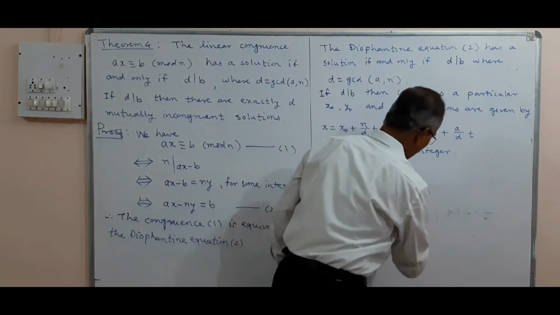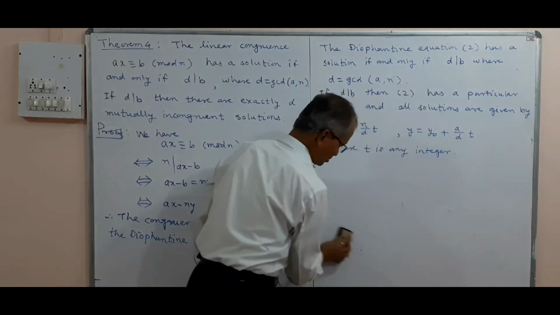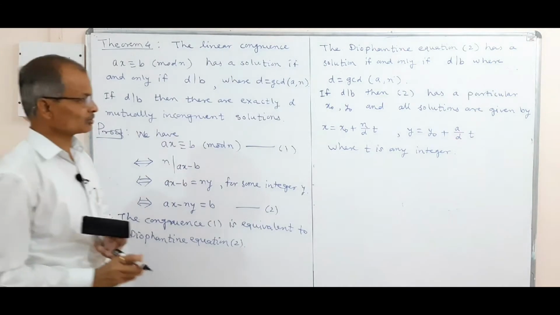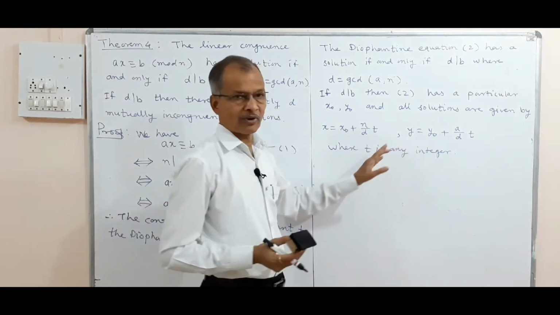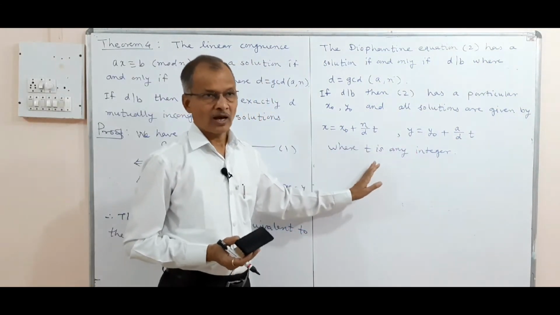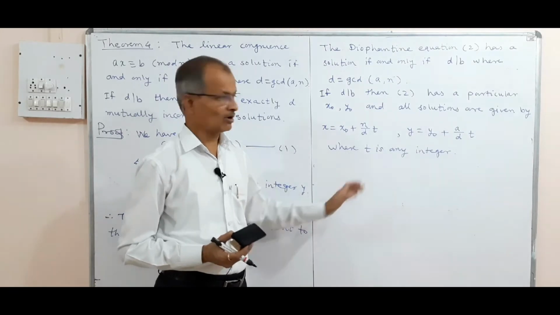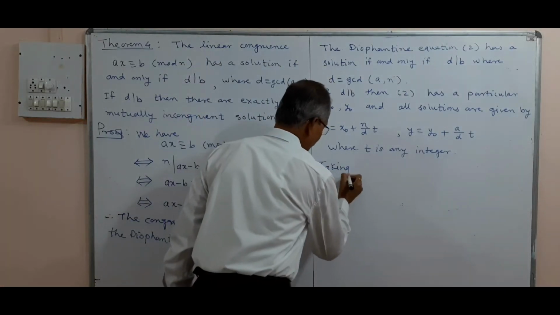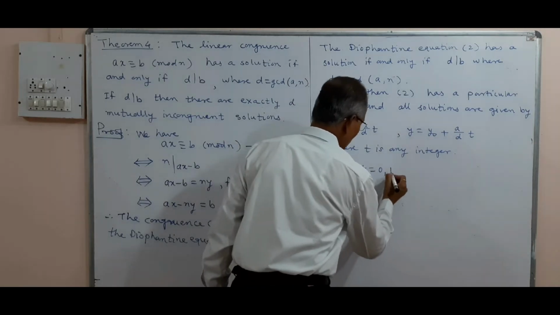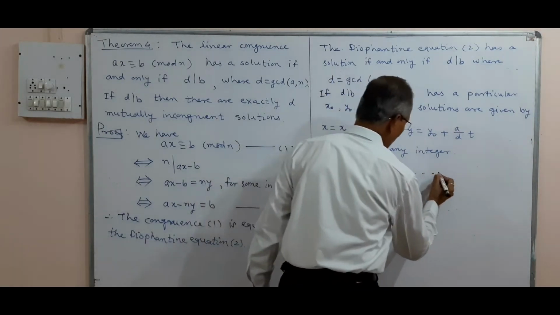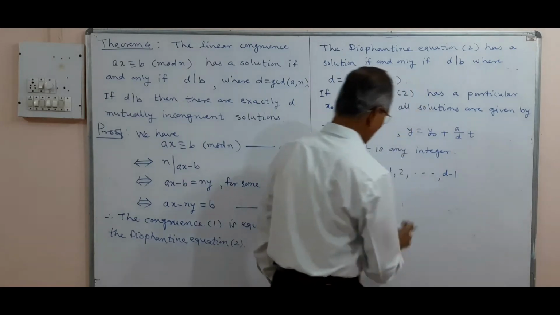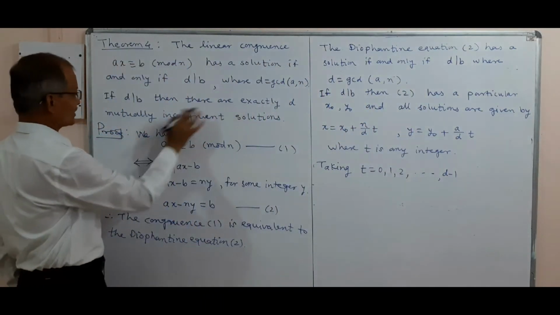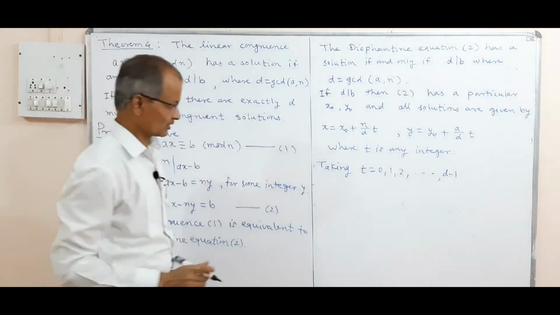Now we want to consider D solutions and show that these D solutions are incongruent. Now how to take D solutions? All solutions are given here by integer values of T, and we will consider the values of T as non-negative, for T equal to 0, 1, 2 up to D minus 1. Now these are D values. We further want to show there are exactly D incongruent solutions.